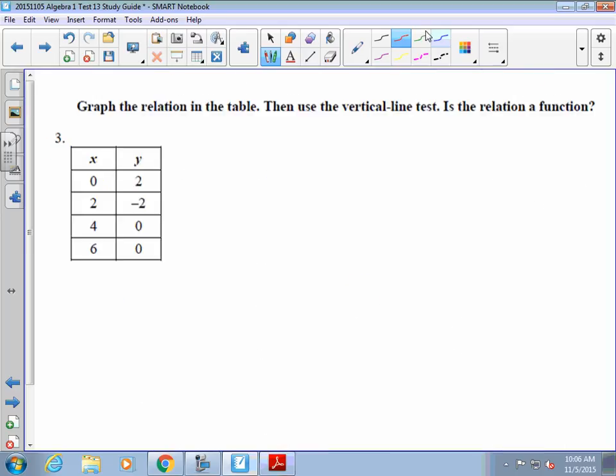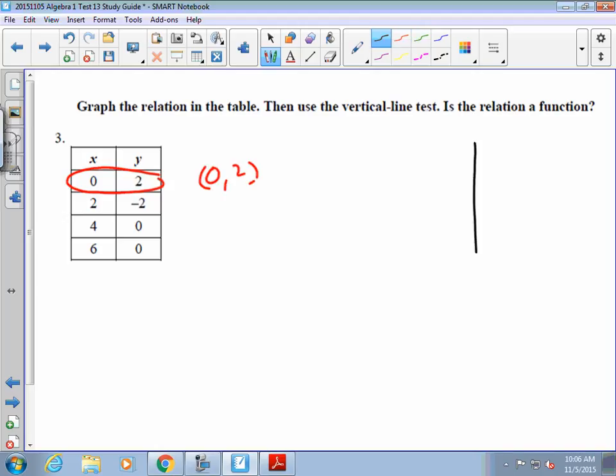Number 3 tells you to graph this table, then use the vertical line test. Don't worry too much about the vertical line test right here. Worry about graphing the equation. Each one of these is a relation: 0, 2; 2, -2; 4, 0; and 6, 0.